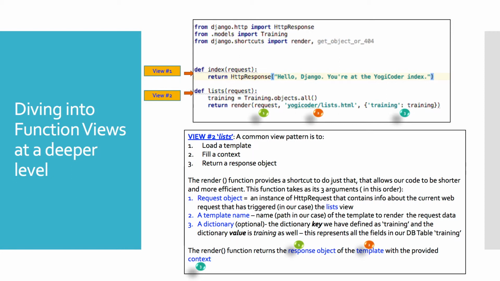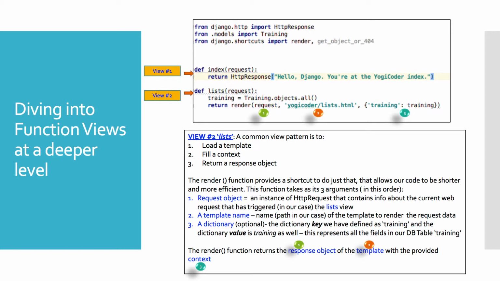Request, an object. This is an instance of HTTP request that contains info about the current web request that has triggered, in our case, the list view to begin with. Then a template name. This is a name, or in our case, a path, because I qualify it with Yogi Coder because of where it is in our directory structure, of the template to be rendered with the request data.